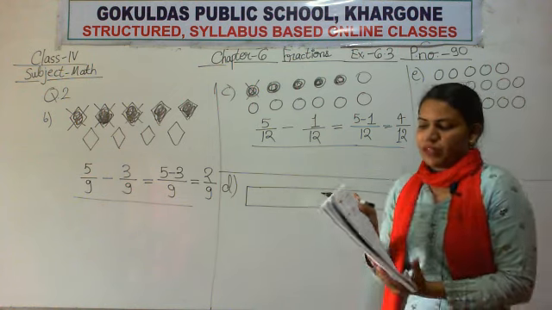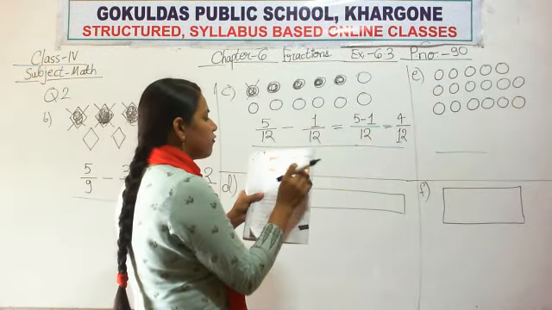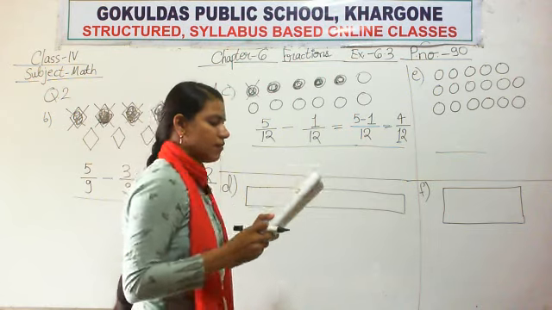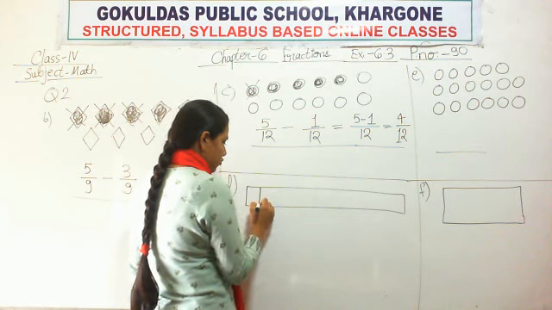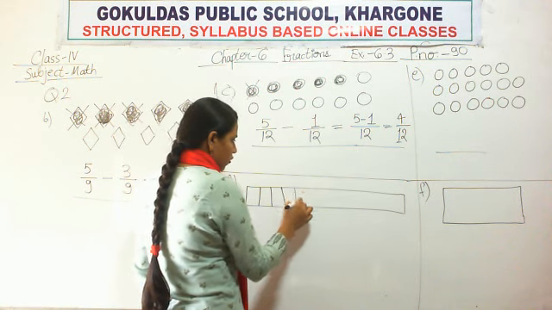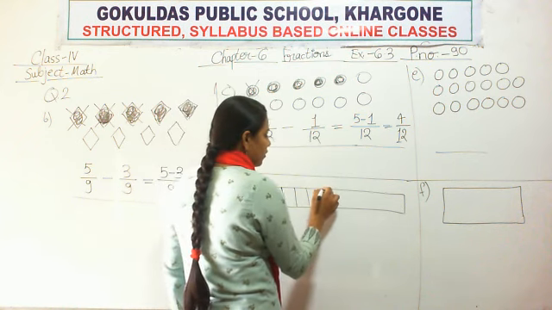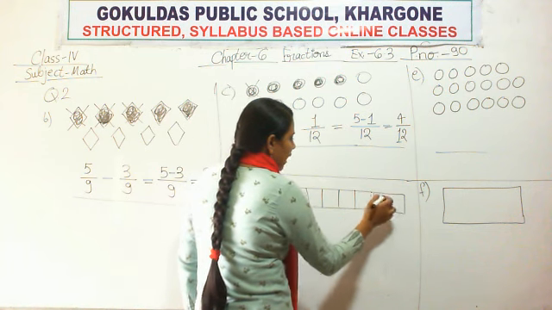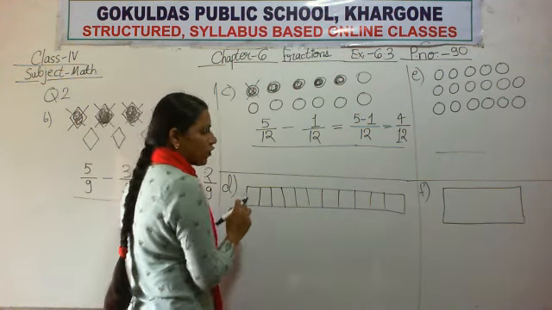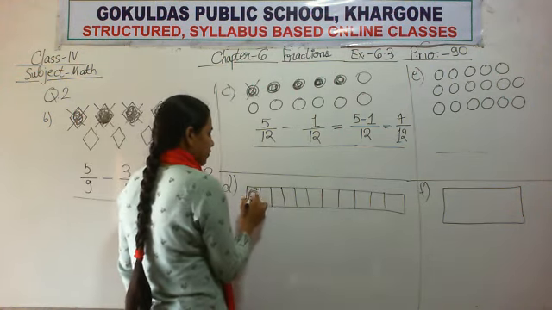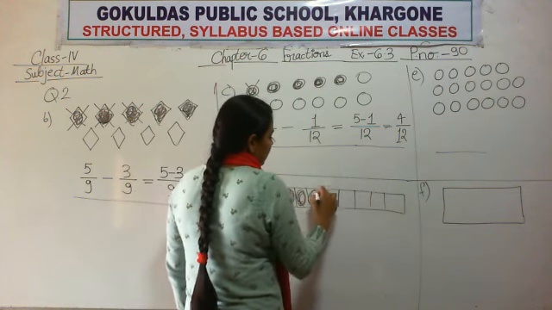Now part D. In part D, a long rectangular bar is given. This bar is equally divided into 1, 2, 3, 4, 5, 6, 7, 8, 9, 10 and 11 parts. Remember these divisions are equal. This bar is equally divided into a total of 11 parts, and out of 11, 6 are shaded: 1, 2, 3, 4, 5, 6.